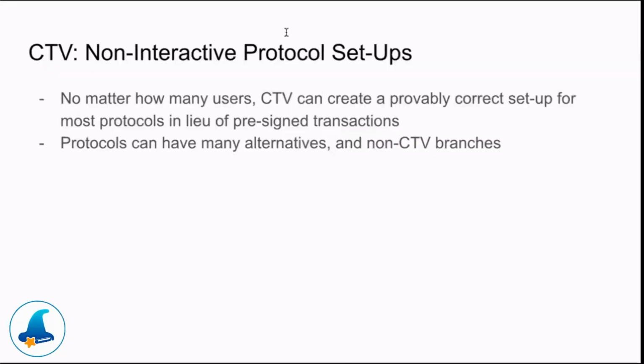Protocols can have many alternative paths. It's not just like one CTV. It can be a whole tree of different outcomes, and you can combine that with other conditions as well, like signatures.